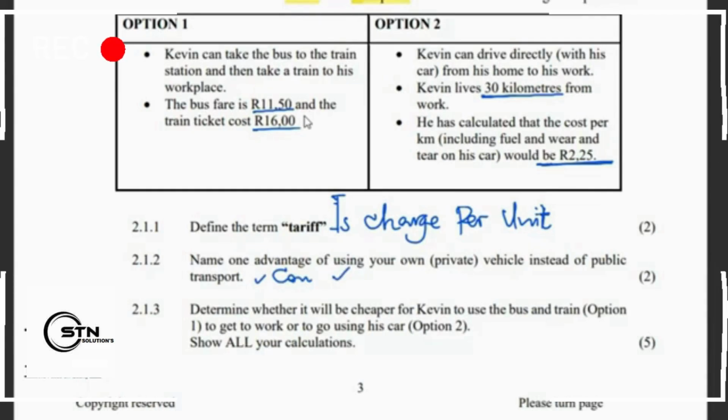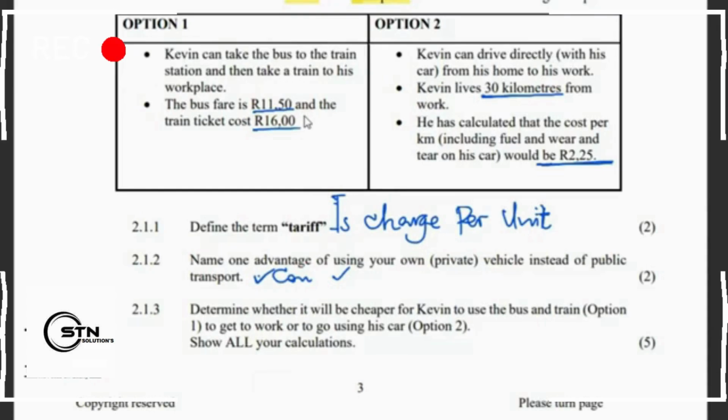Convenient, comfortable. Number 3, it drops you exactly at the workplace. But if you use a train and a bus, that means a train leaves you somewhere, then you need to walk to your workplace. Then number 4, you don't need to work around transport schedules. Once you're done, you just drive your car, you go home. You don't need to wait for any public transport. All right.